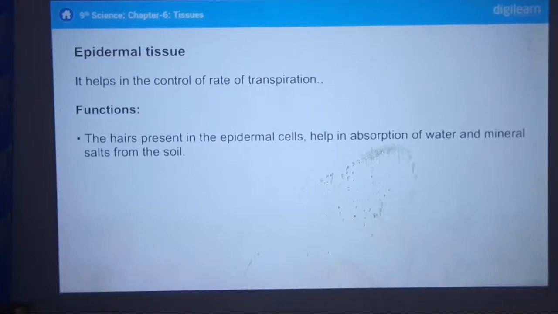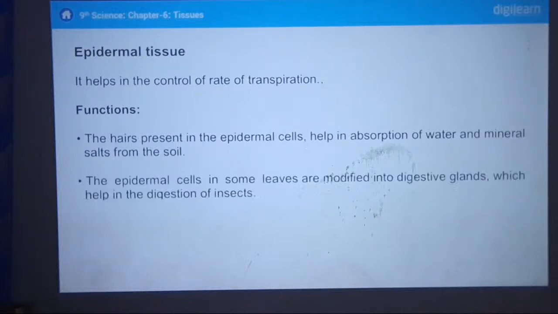Functions. The hairs present in the epidermal cells help in absorption of water and mineral salts from the soil. The epidermal cells in some leaves are modified into digestive glands, which help in the digestion of insects.